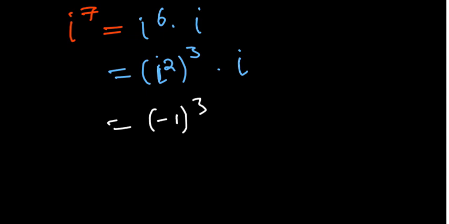Now i squared is the same as what? Negative 1. Now, whenever you raise a negative number to an odd power, what does it mean? Is it negative or positive? It's negative. Negative 1 times negative 1 times negative 1 is a negative. So that applies to all the odd numbers. So it will be negative i. Are we together? Yes.